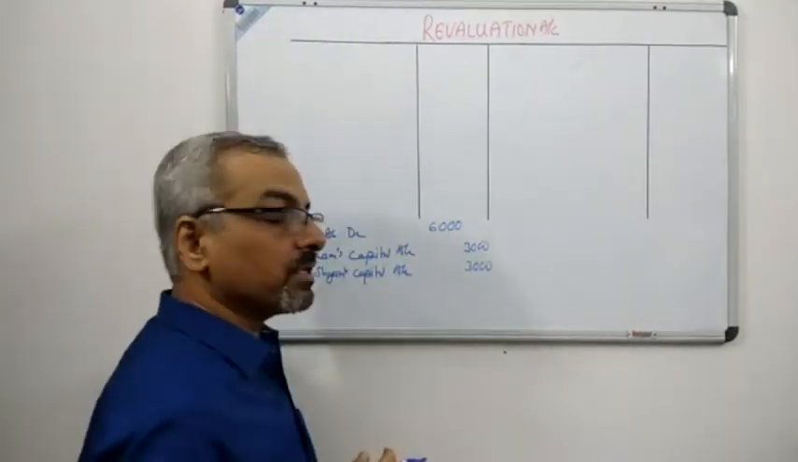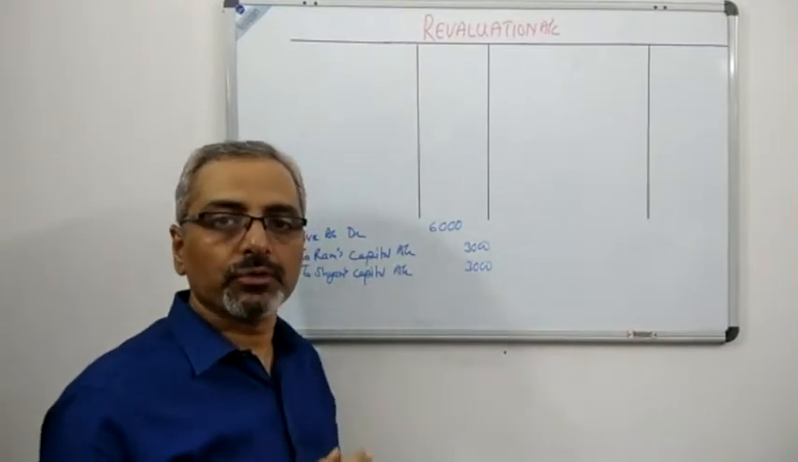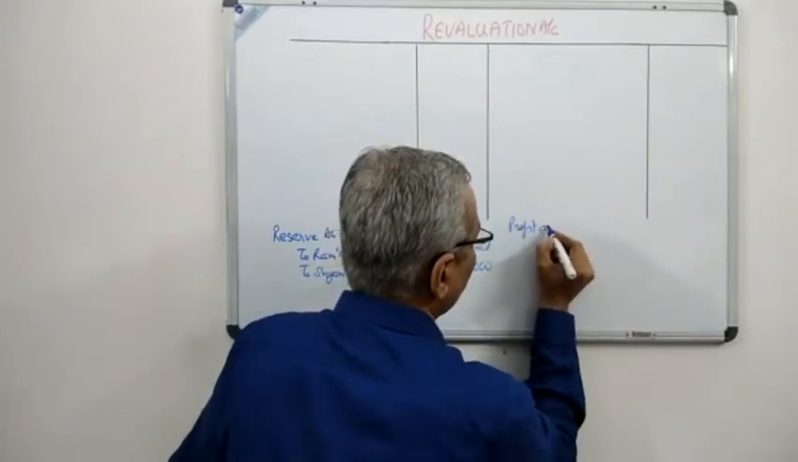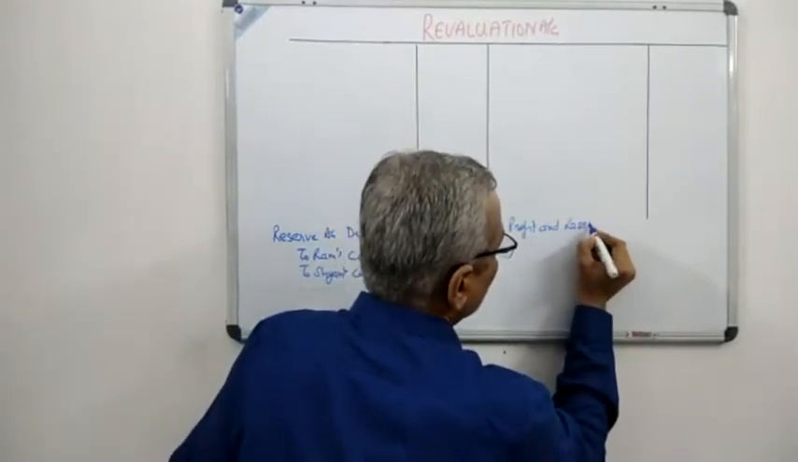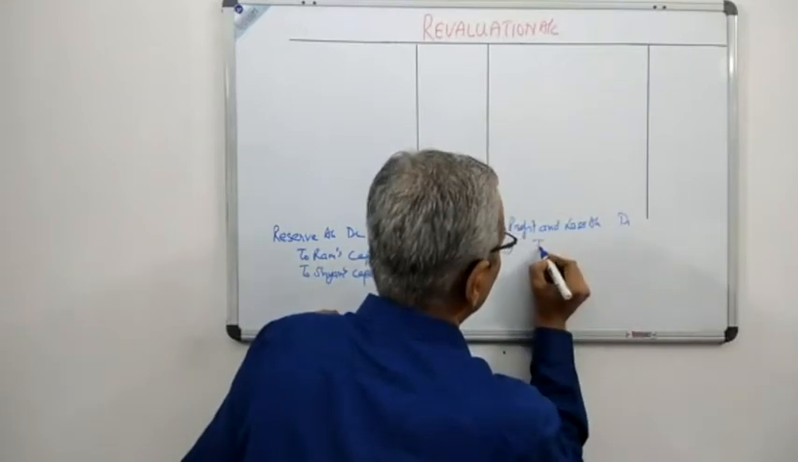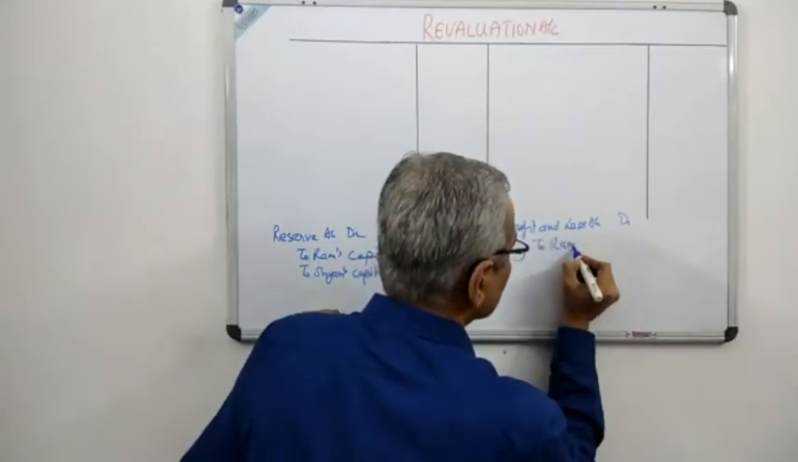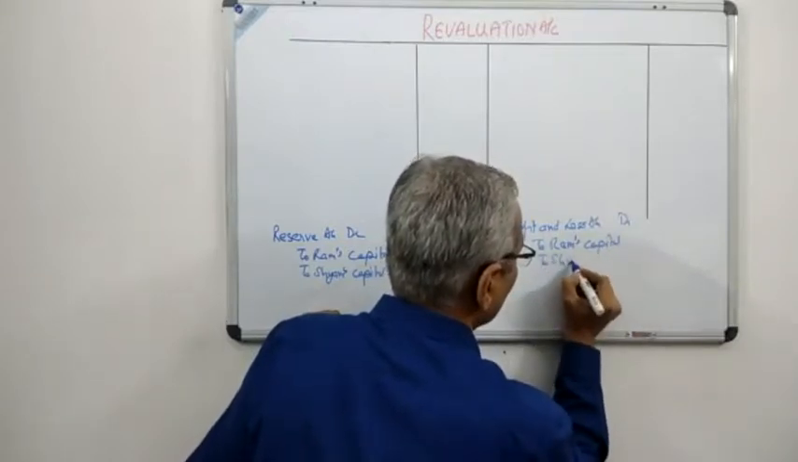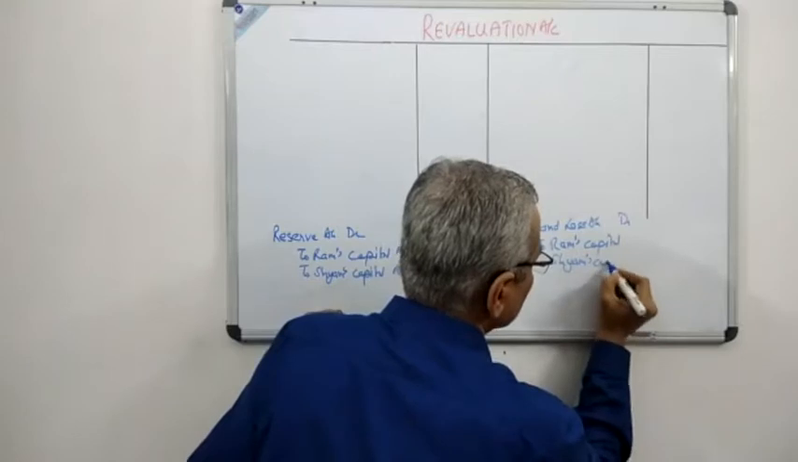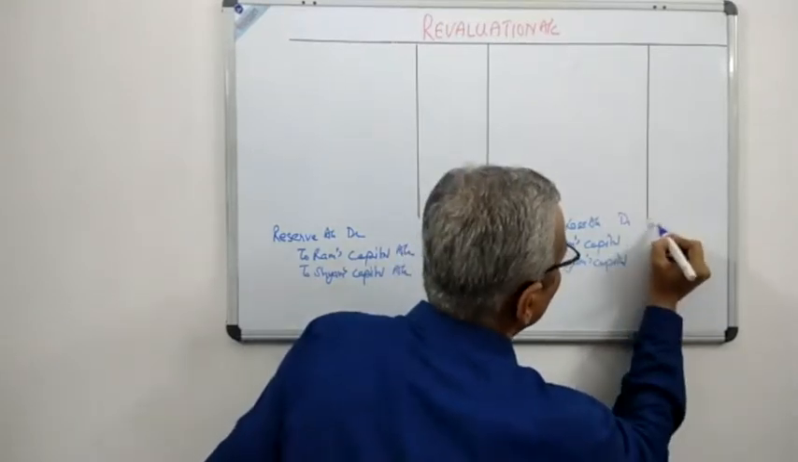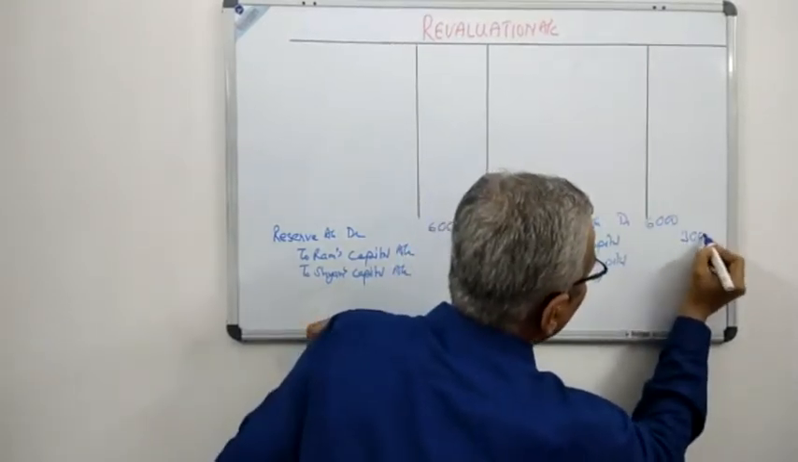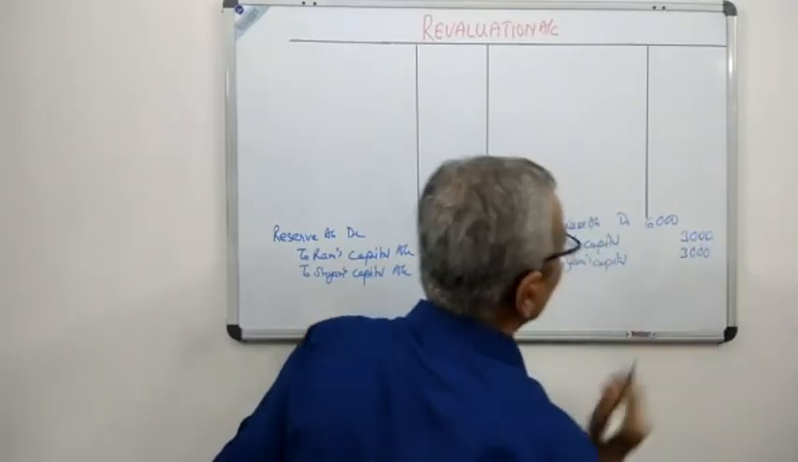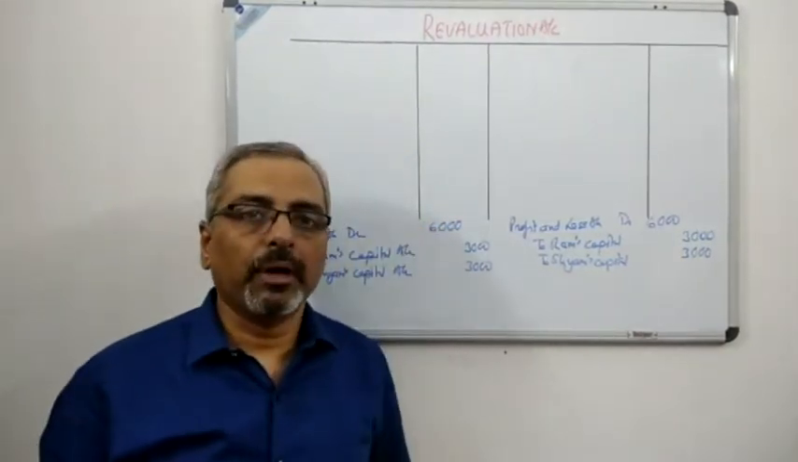Apart from that, there is a profit and loss also, which is also 6,000, and that will also be done. I'm doing the same thing. Profit and loss account debit to Ram's capital to Shyam's capital. Here also the amount is 6,000, 3,000, 3,000. I hope you are very clear with this concept. Why 3,000, 3,000? Because they are equal partners.